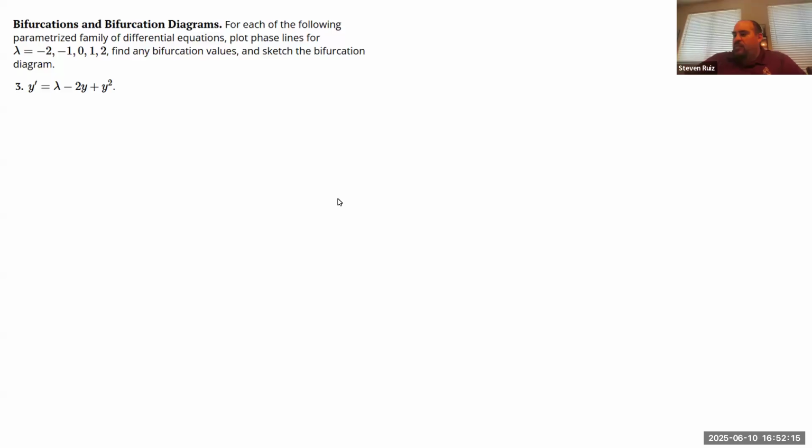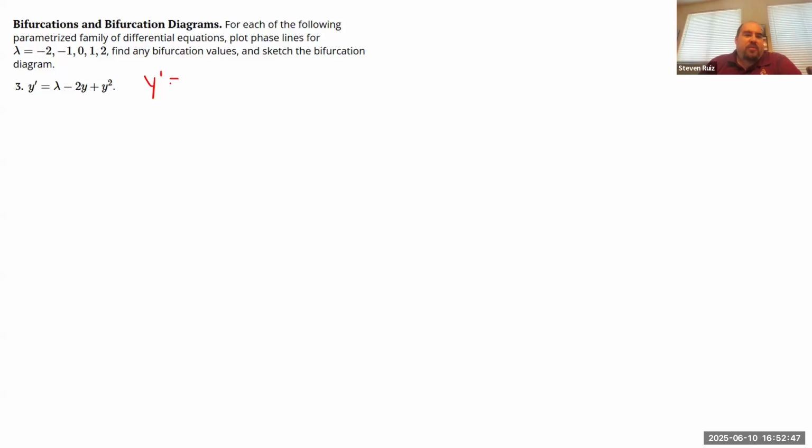All right, so let's look at the questions that I assigned from section 1.7. So these first two, we want to basically draw a bifurcation diagram for a differential equation that has a single parameter. Couple ways to go about this.